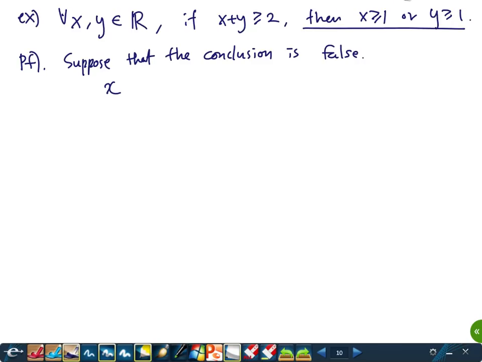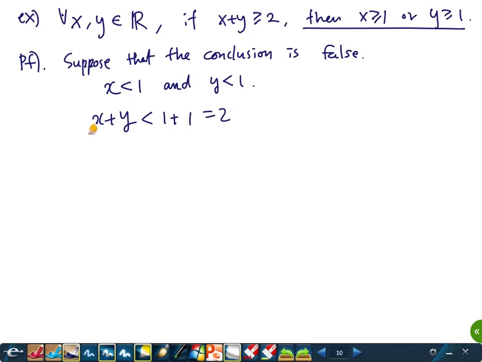what is the negation of this then? x is greater than or equal to 1 or y is greater than or equal to 1. What is the negation of this? x is less than 1, and y is less than 1. So we assume this and we want to find the contradiction. Can you see the contradiction? Let's add two numbers together. We have two real numbers, both less than 1. If you add them, the sum must be less than 1 plus 1, which is 2.